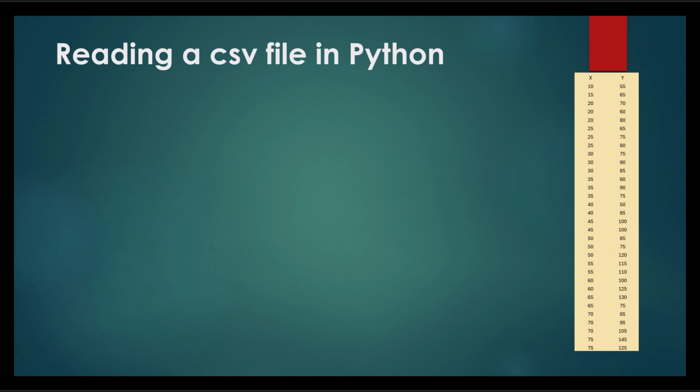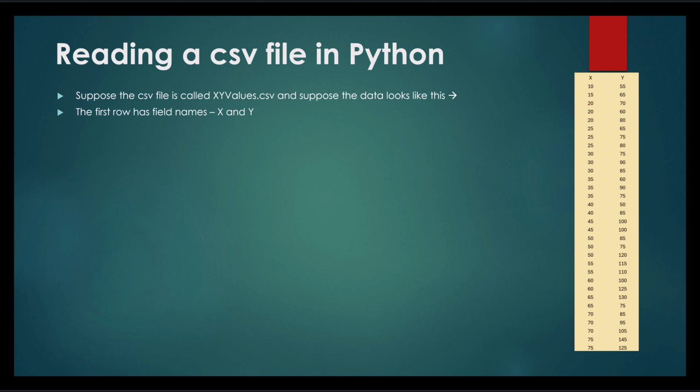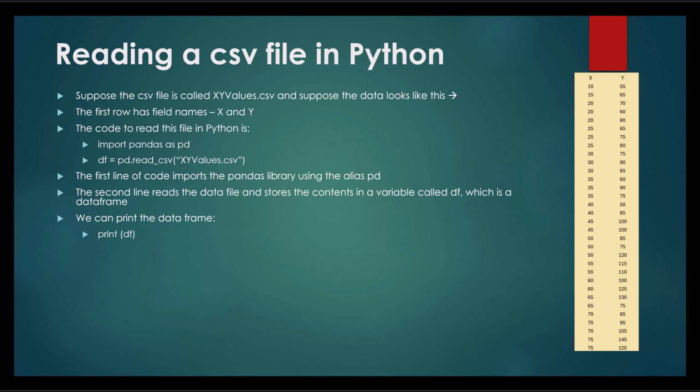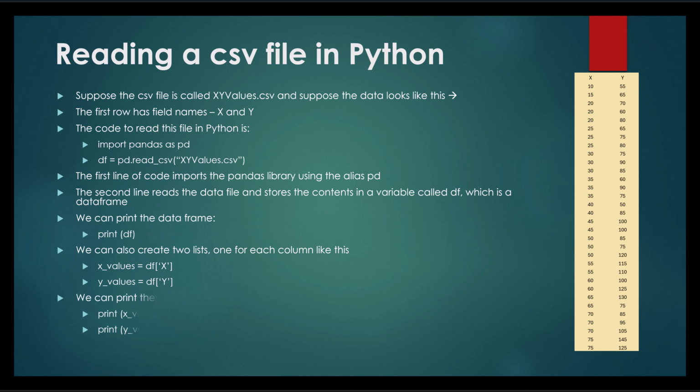Let's look at another example. Let's suppose we have a CSV file called xyvalues.csv, and suppose it looks like this. The first row has field names x and y, and we can read the data file using pandas by first importing pandas using the alias pd, then reading the data file and storing the content in a variable called df. We can print the entire data frame, and we can create lists, xvalues equal to df x, yvalues equal to df y, and then we can print xvalues and yvalues.